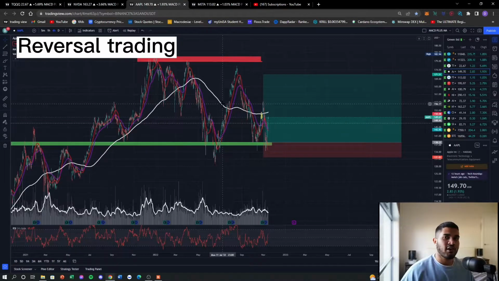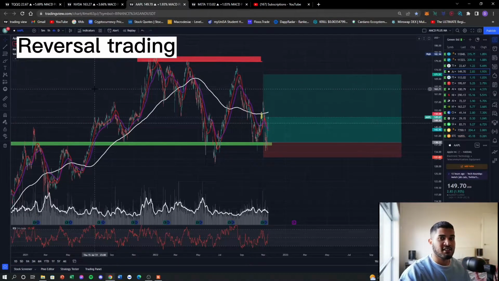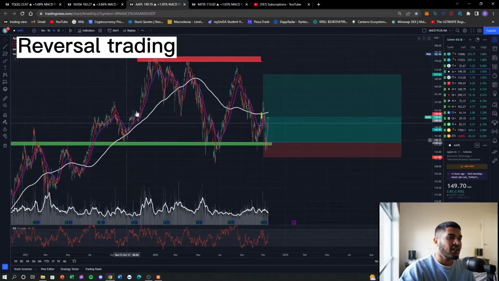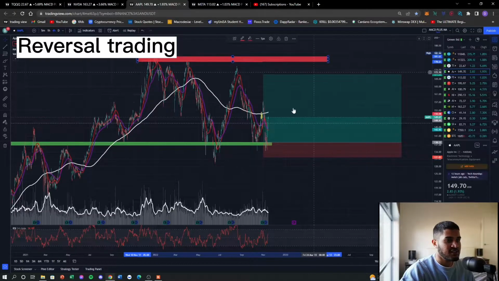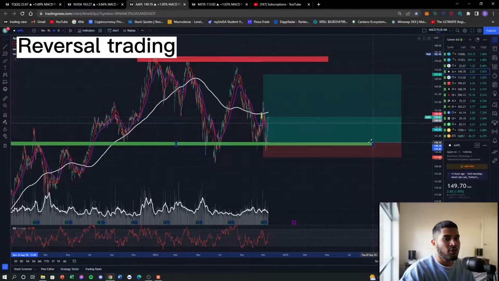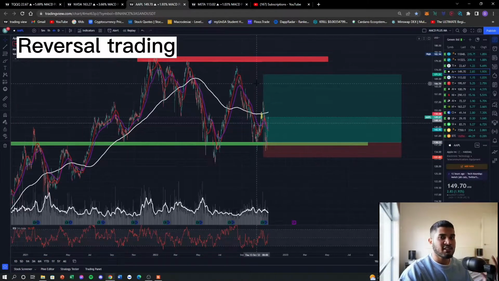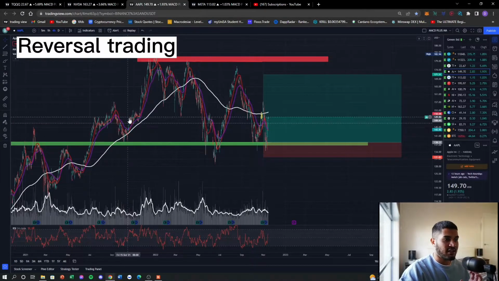Reversal trading is basically going against the trend or trading within a range. Apple is one of the best examples that I could give you. We can clearly see that the red area is an area of resistance and the green area is an area of support. With reversal trading, what we are doing is trading against a trend, especially from areas of support and areas of resistance.